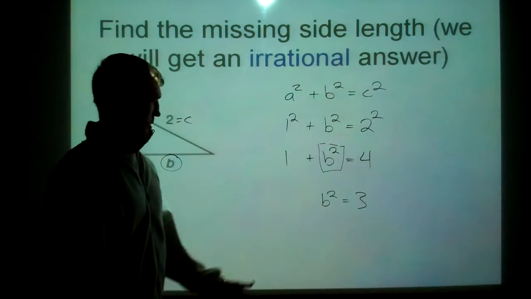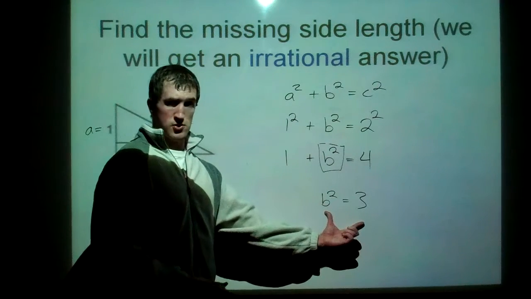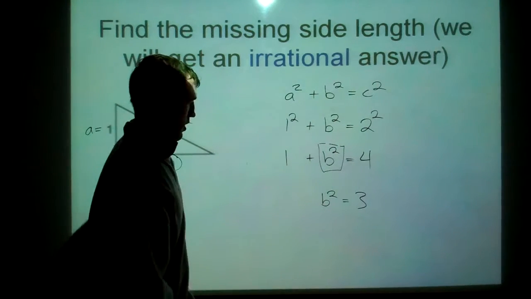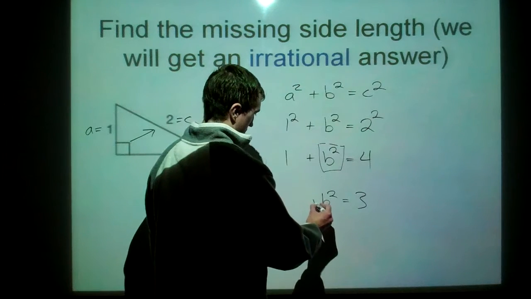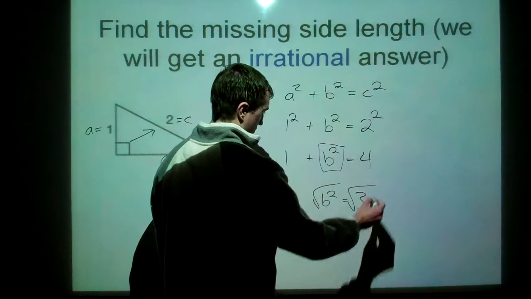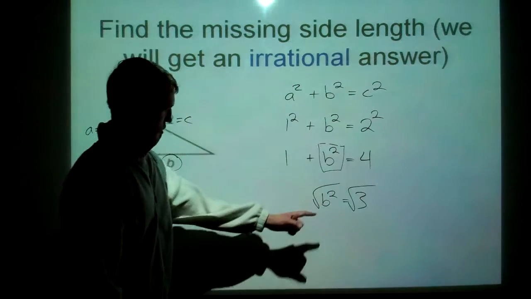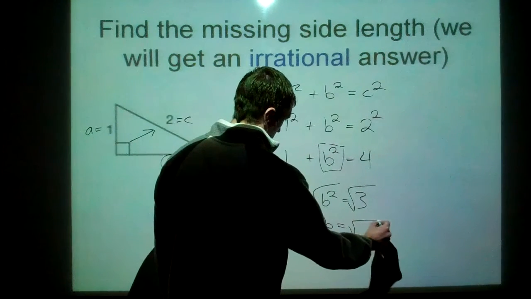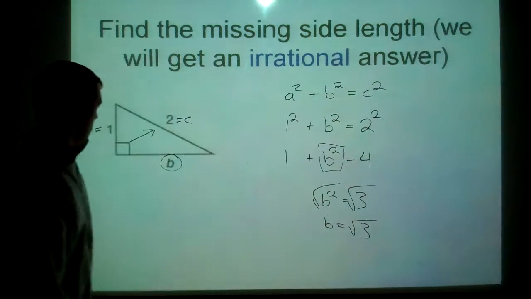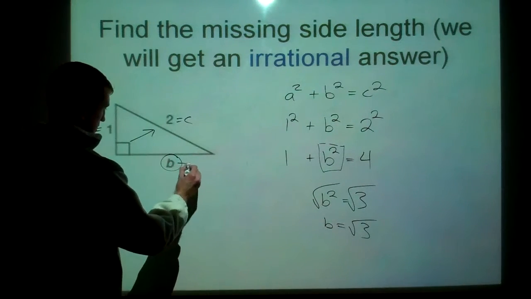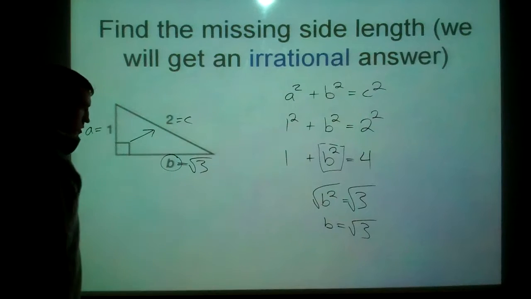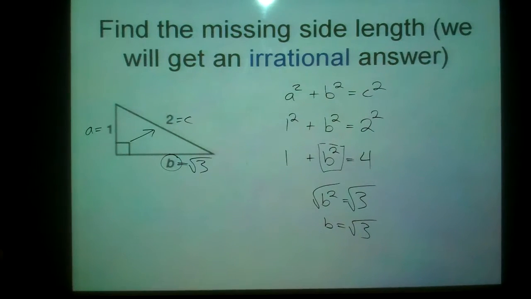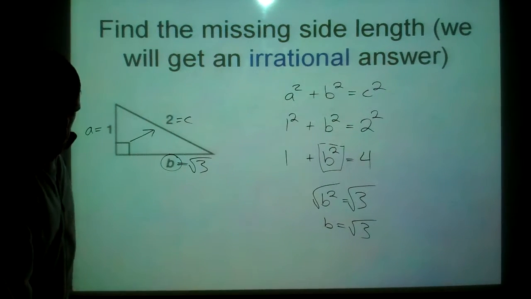So now remember, when we get to this point, something squared equals a number. We always take the square root. That's our opposite property, or our inverse as we like to call it. So then we're left with 1b equals the square root of 3. So b would be the square root of 3 in that problem. And I believe that is our last example.